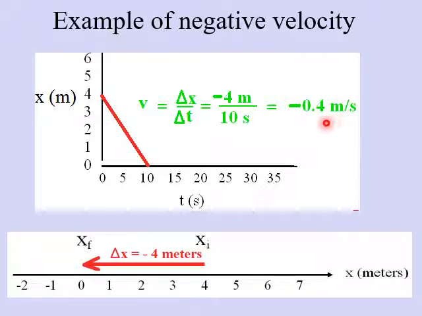So what does this mean? The negative sign, a negative velocity, just means that the object is traveling to the left. If we are assuming that going to the right is a positive direction, as shown down here, then a negative velocity means the object was moving, you can think of it as backwards or moving back towards the left. And how fast was it going? Well, it was moving to the left at 0.4 meters per second.